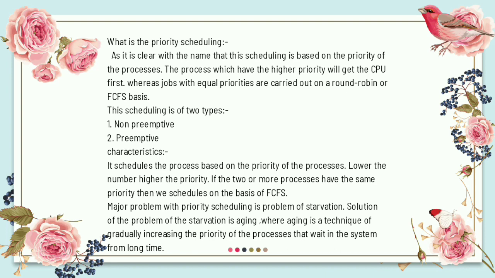Characteristics. It schedules the process based on the priority of the processes. Lower the number, higher the priority. If two or more processes have the same priority, then we schedule on the basis of FCFS. The major problem with priority scheduling is the problem of starvation. The solution to starvation is aging, where aging is a technique of gradually increasing the priority of the processes that wait in the system for a long time.